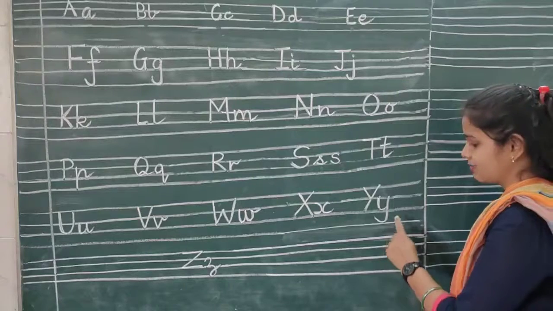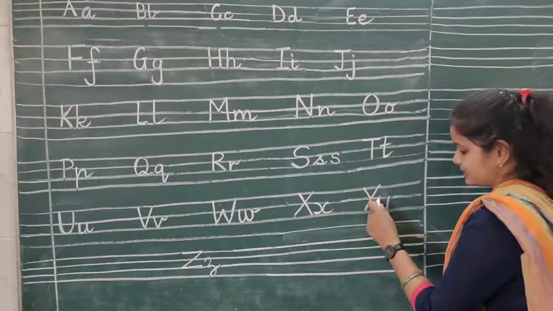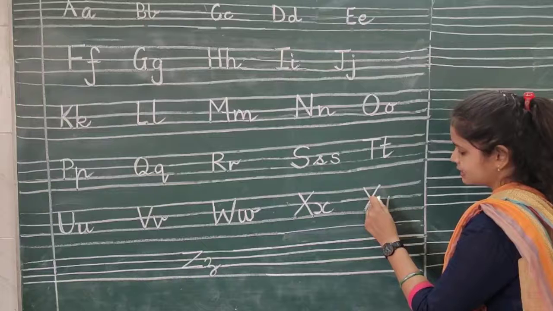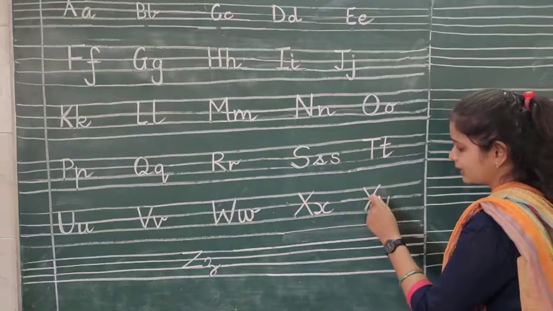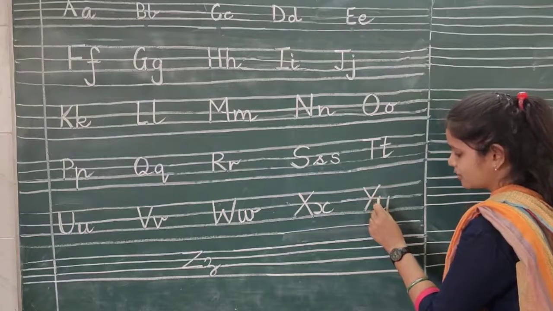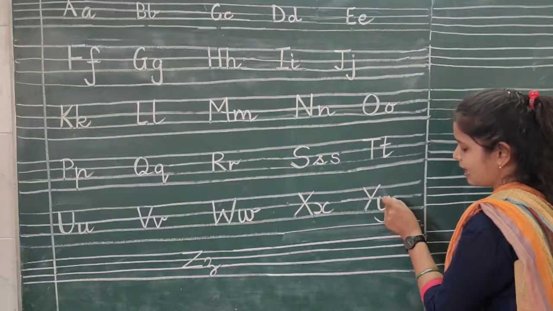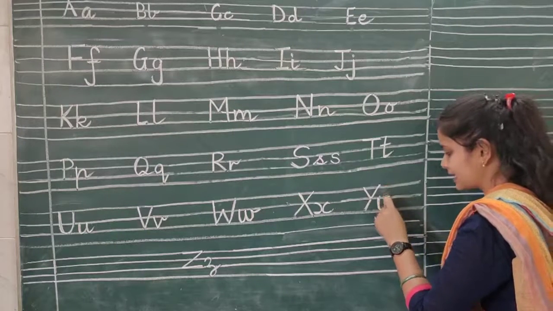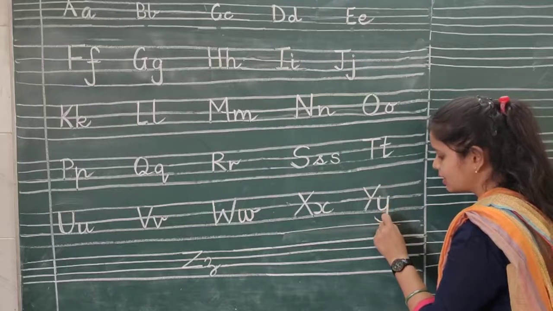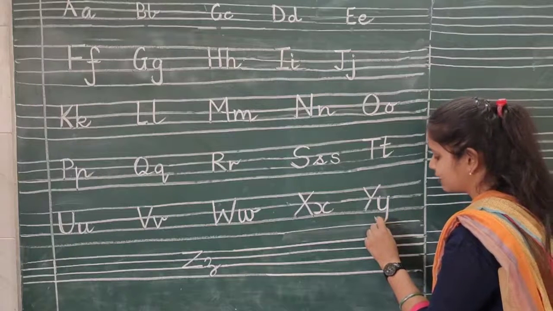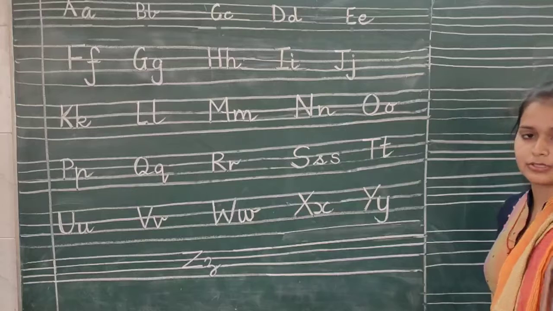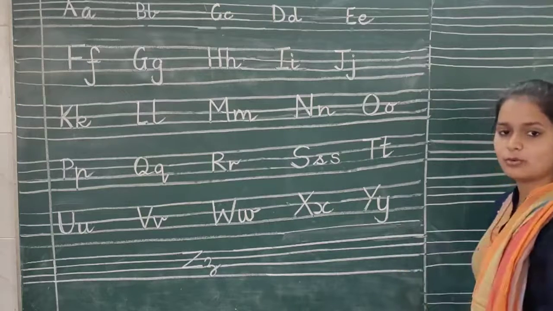Then children, coming to small y, please note that we will be starting this from the middle line. Okay, so coming downwards, a small curve like this, then up, and again in the same direction we will come down, back curve and a kick like this. So this is y, small y.